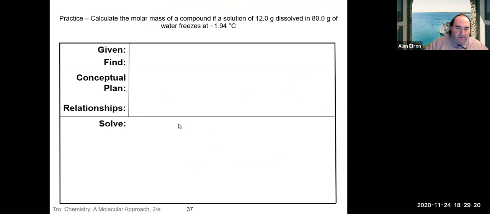Calculate the molar mass of a compound if a solution of 12 grams of it is dissolved in 80 grams of water and it freezes at minus 1.94 degrees Celsius. Why don't you take a moment here and see what you come up with. You are looking for molar mass. So think about units. This is grams per mole here. Yeah? So that is what you're looking for.